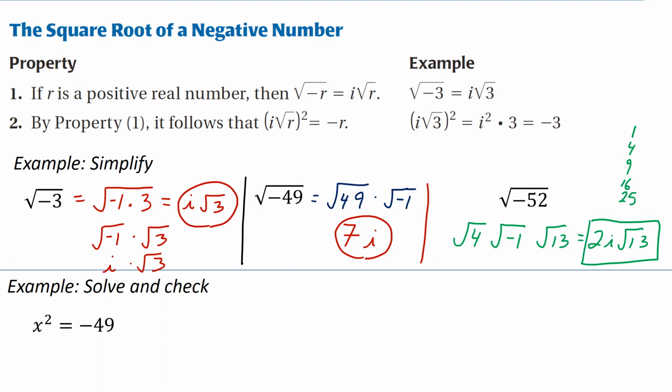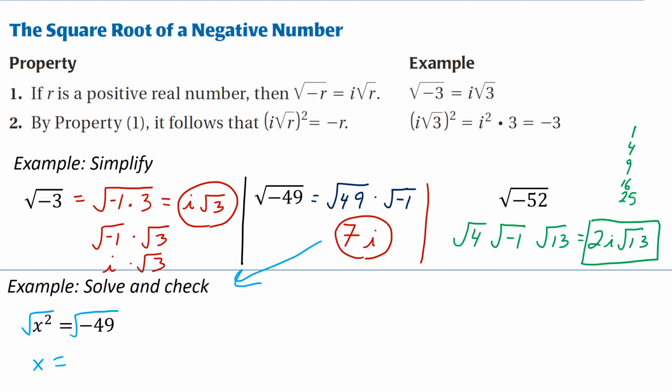All right, how can we apply this to solving quadratics? So we have a quadratic equation, x squared equals negative 49. Now before we couldn't solve this. However, with i, we're able to solve it. Take the square root of x squared, square root of negative 49. On the left side I get x. Now I simplified square root of negative 49 earlier as 7i.